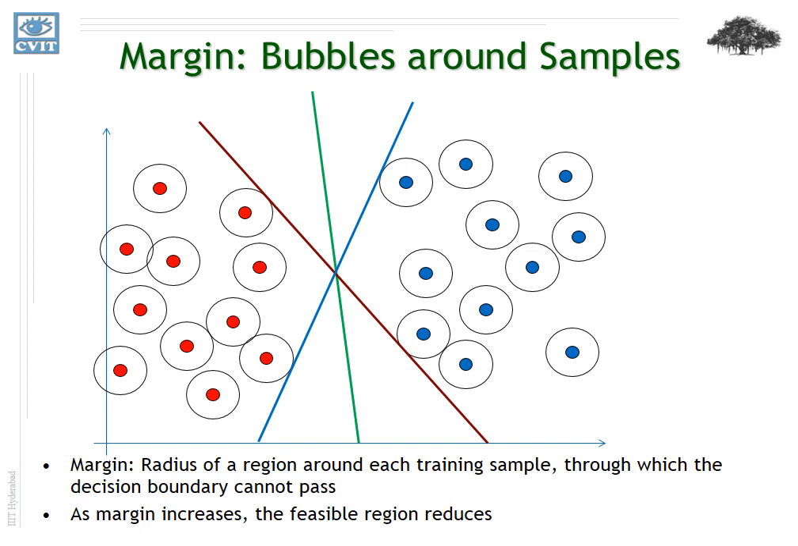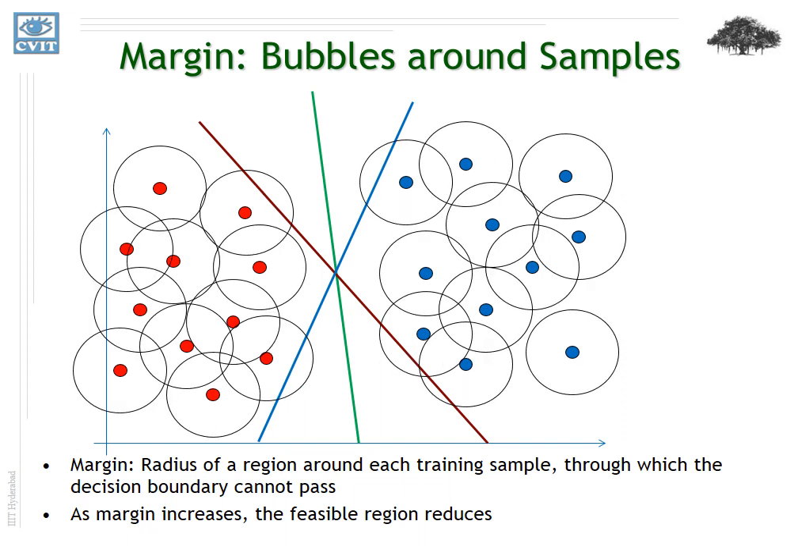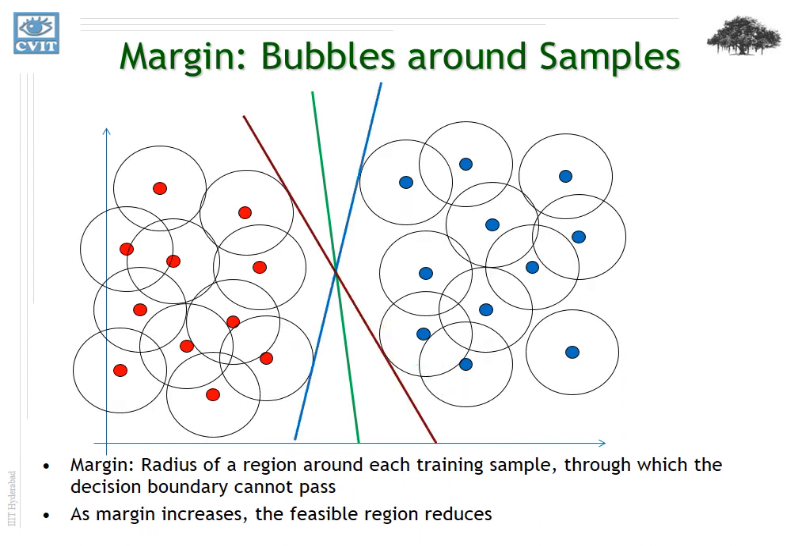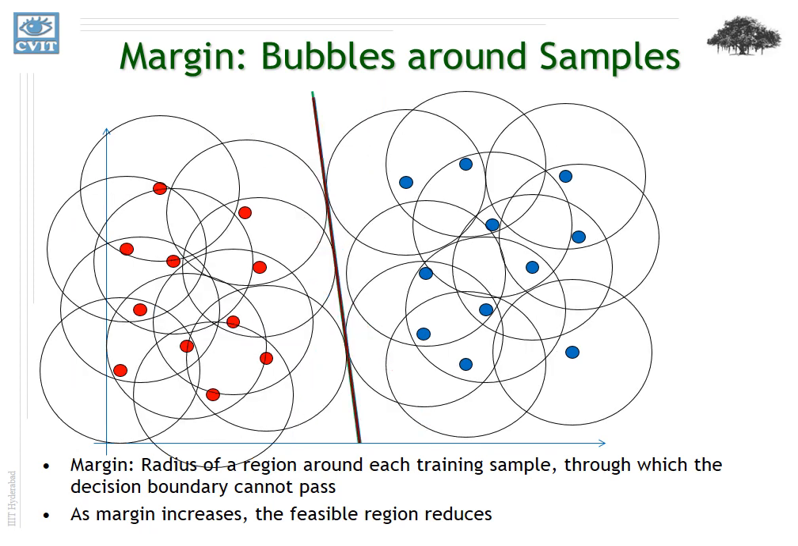So as the margin increases, the feasible region reduces, and it keeps on reducing as the radius keeps on increasing. You notice that the feasible region keeps on reducing until a point where all the feasible regions get squeezed into a single line. Now at this point we cannot increase the radii of the bubbles anymore. If you do that, then the feasible region will reduce to zero and you cannot find a solution that would not pass through any of the bubbles.